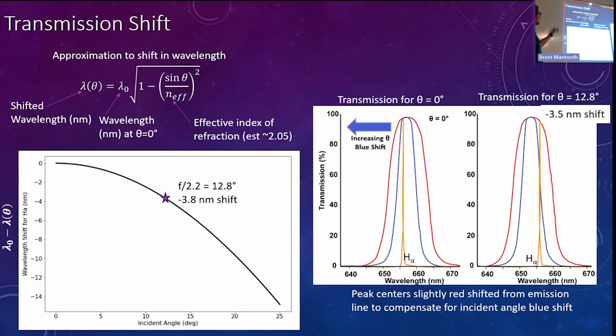Okay, so approximate shift in wavelength. If we look at the incident angle, I was telling you at f2.2, it's coming in at 12.8 degrees. That results in a 3.8 nanometer shift. So if you're a photon coming straight in, your transmission is going to look like this. If you're an H alpha photon coming in, you're going to transmit no problem. But if you're coming in at an angle of 12.8 degrees, because now each of those layers feels a little bit thicker, it's as though that transmission shifted over, and now you're halfway down that transmission peak. So all the photons that are over there, you're actually attenuating because they're coming in at such a sharp angle.